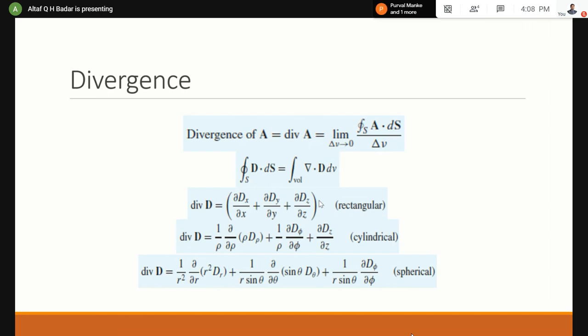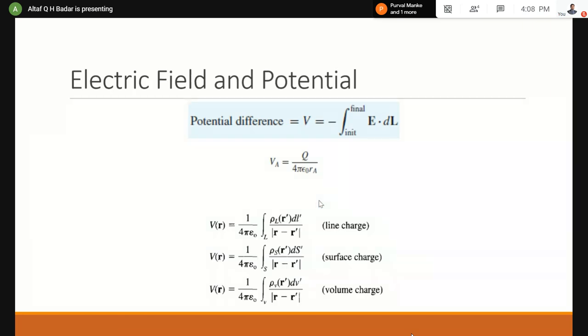So then, as we are running out of time, let us keep on moving to newer and newer topics. The next topic is electric field and potential.